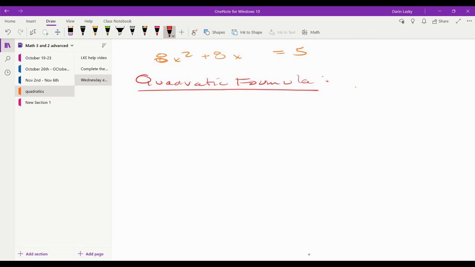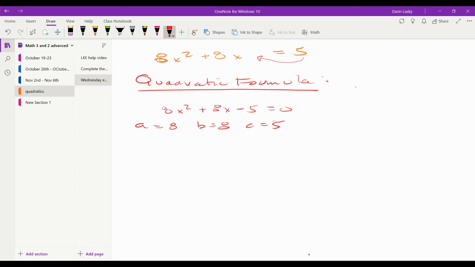We have 8x squared plus 8x equals 5. For the quadratic formula, everything has to be over here. So we're going to subtract 5 from both sides, so we can have it in our standard form, ax squared plus bx plus c. So we have 8x squared plus 8x minus 5, because I had to move this 5 over. So let's write it out here. A is equal to 8, B is equal to 8, and C is equal to -5.